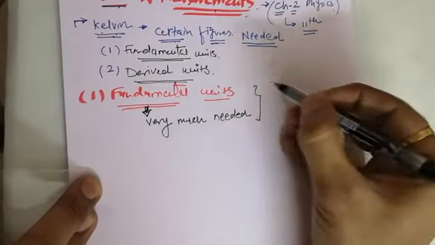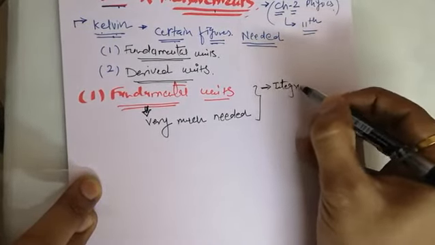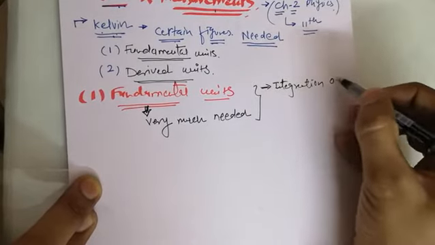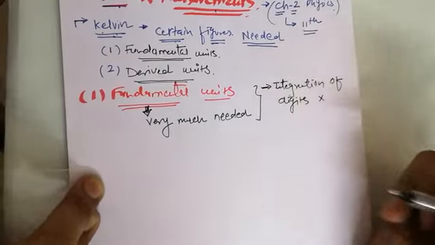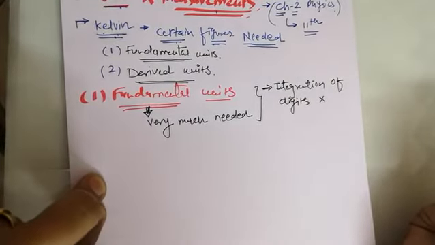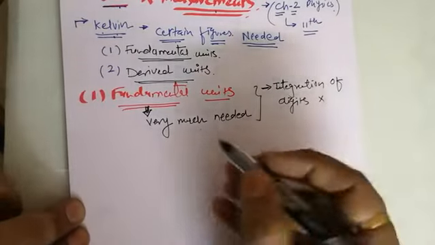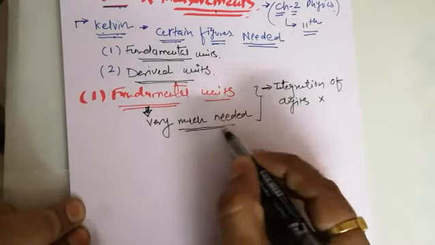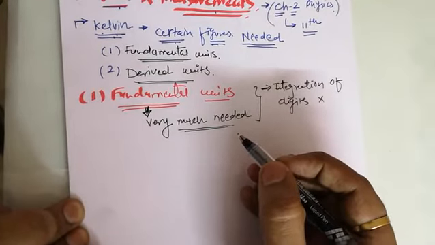Without them, integration of digits is quite impossible. Why integration? It means you want to collect them, you want to add them together. Without them, you cannot show your data properly. That is why these units are very important.